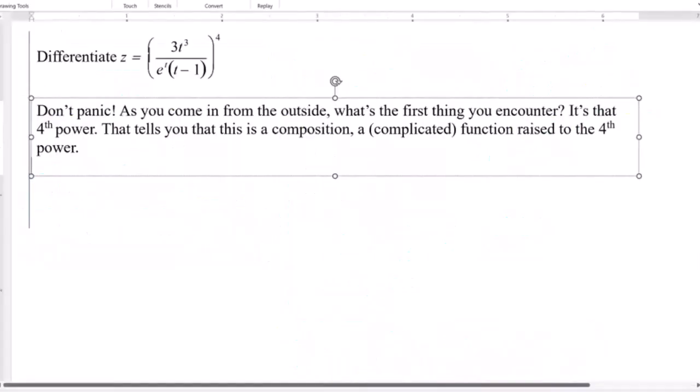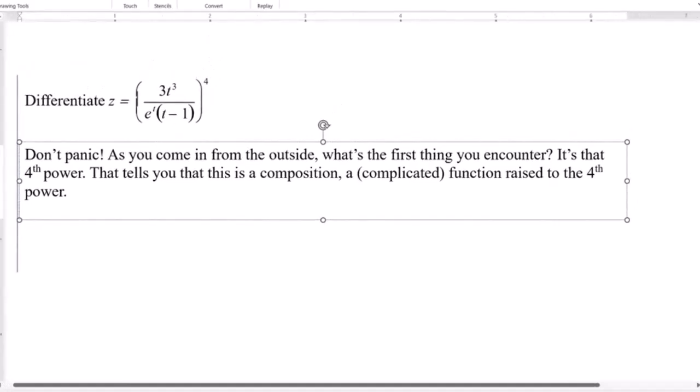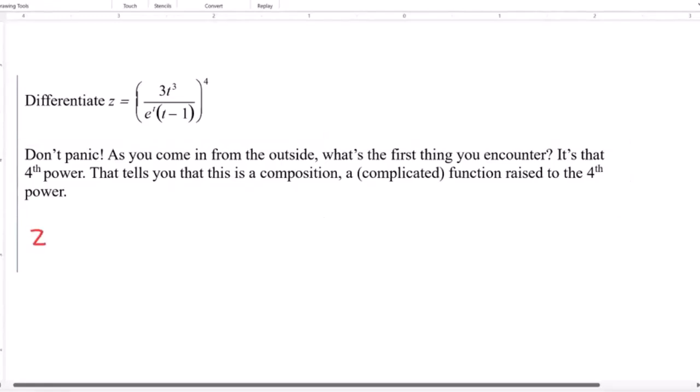So we have to differentiate this. What is the first thing it says? Don't panic. As you come in from the outside, what's the first thing you encounter? It's the fourth power. That tells you this is a composition, and it's a complicated function raised to the fourth power. The only way I would do this, honestly, is with Leibniz. So we start with z equals parentheses 3t to the third divided by e to the t times t minus 1.